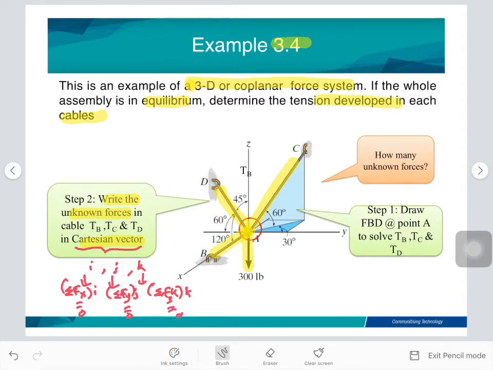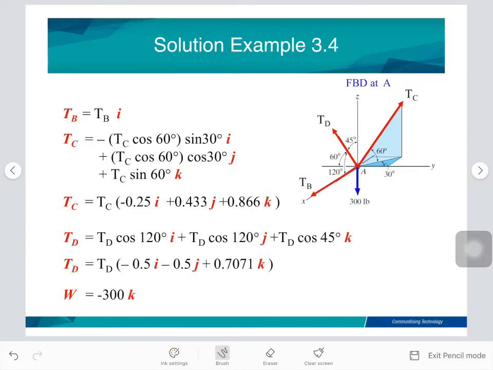Okay, so this is already sketching. You need to sketch the free body diagram, FBD, first. We still ignore the connection here. First you sketch the free body diagram, and then we need to identify the forces in Cartesian. Okay, so this is the free body diagram.